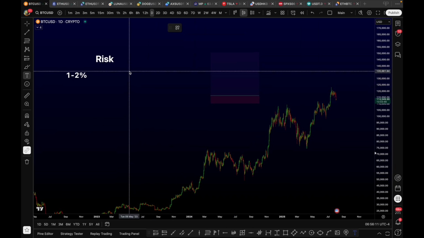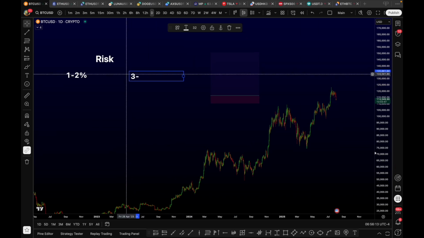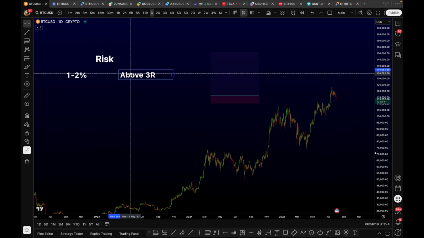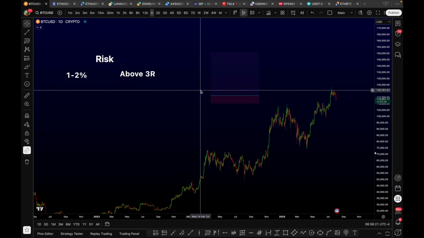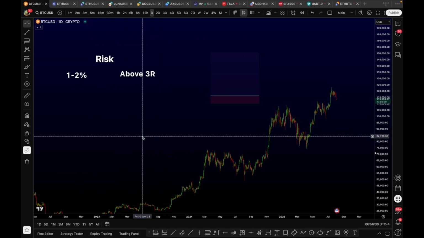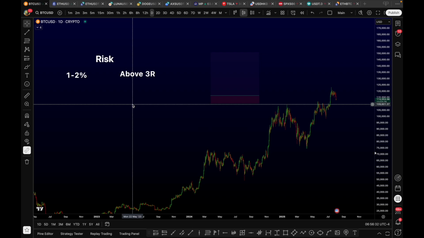And so we only take trades above 3R for exactly that reason, because this means we can be wrong 66% of the time, and we're still ending up break even. So from 3 trades, you could lose 2 and win 1, and you're still break even. Or you're still up, actually.